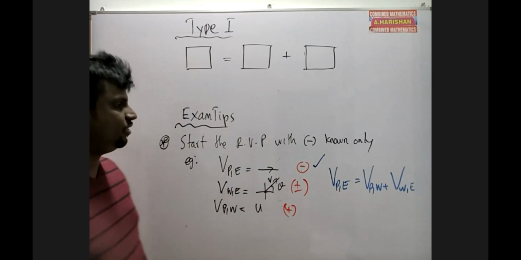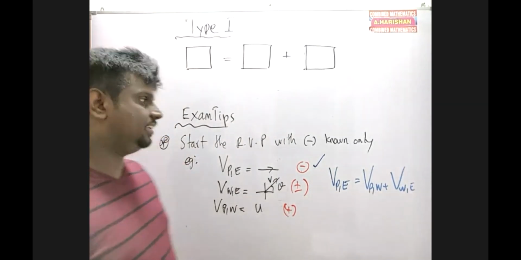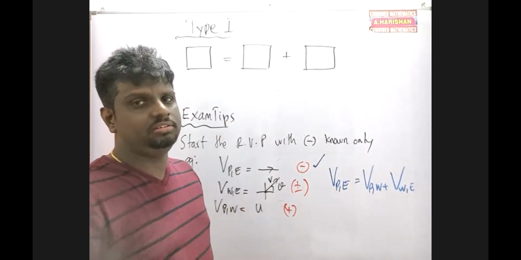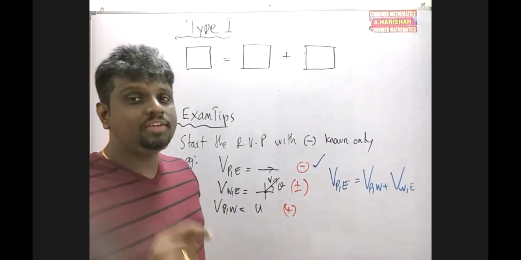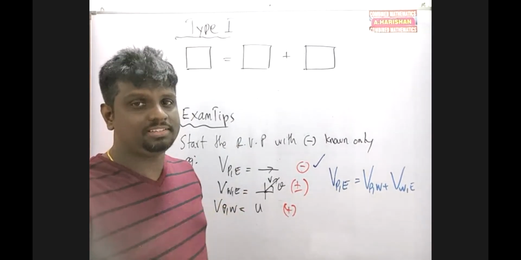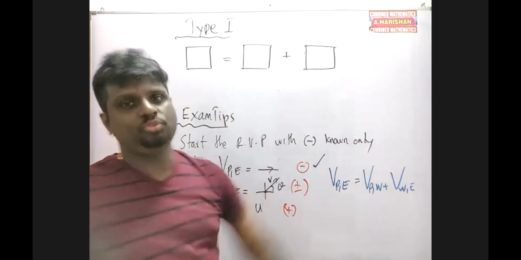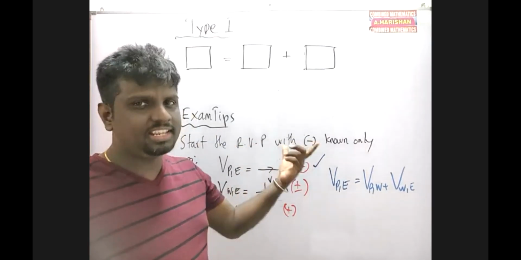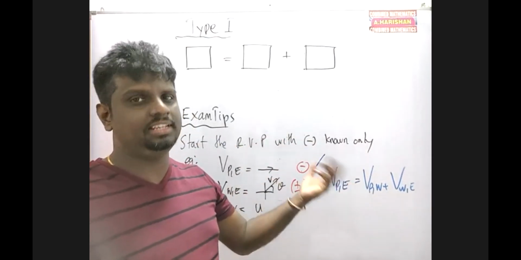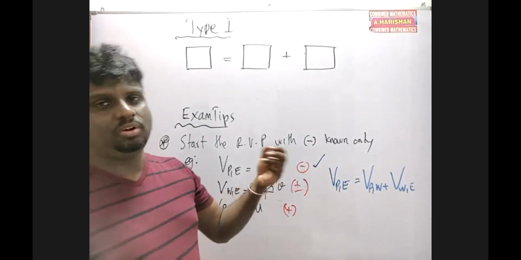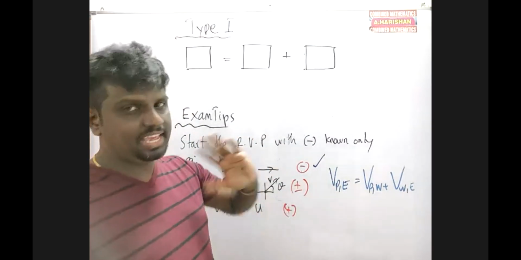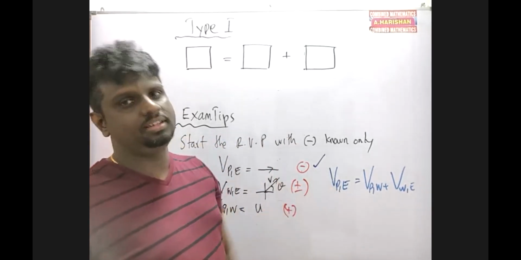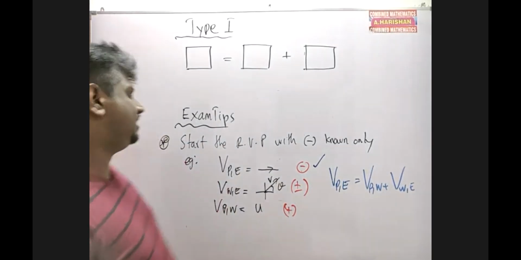So exam tip one is you have to start from the minus. The second one is when you want to stop any particle, you have to stop the one which has plus or minus, that means magnitude and direction. That one only you can stop. If it has negative only, direction only, then don't stop that particle. Don't stop one with only magnitude either. So you have to stop the particle or person which has plus and minus. That is exam tip 2.